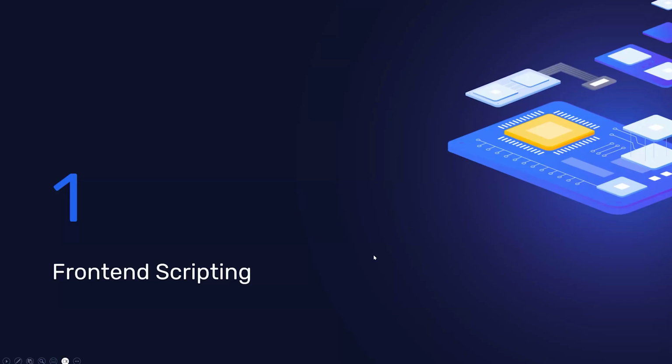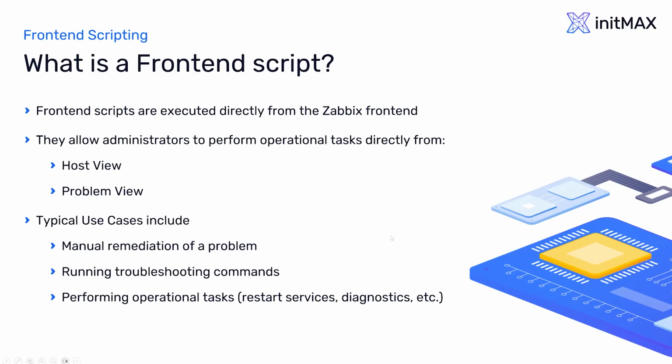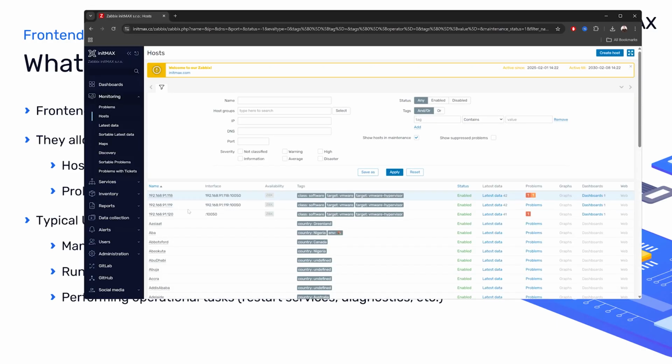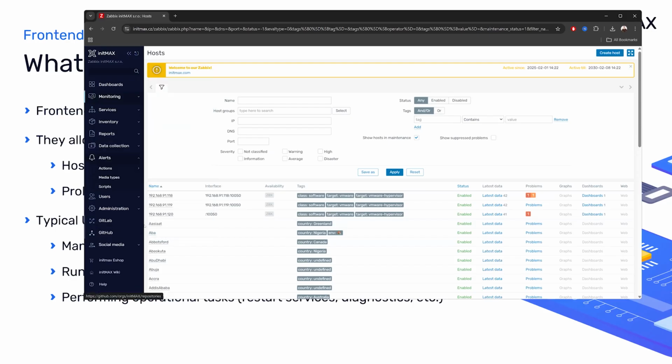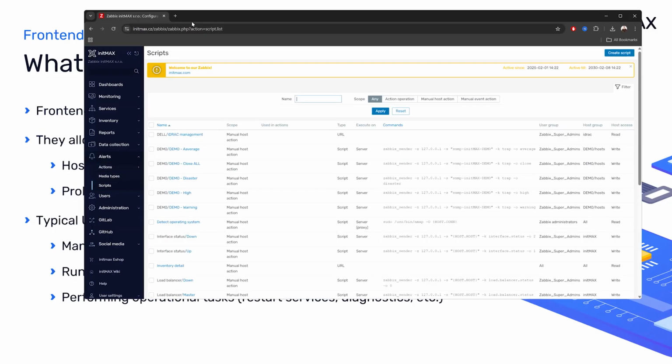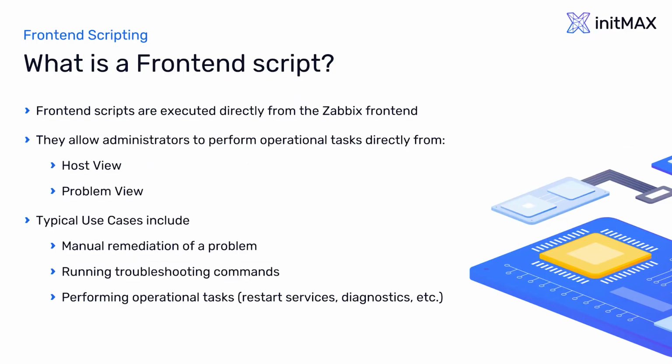So going deeper into front-end scripting, what is a front-end script? Front-end scripts are executed directly from the Zabbix front end. Those are exactly the ones that I showed you here, from monitoring hosts. Whenever you click on the host, you get all of those scripts. Where to create them? In the alerts, scripts section. We'll get to this in a couple of seconds. They allow administrators to perform operational tasks directly from the host view and the problem view, so monitoring hosts and monitoring problems, and also from the dashboards.